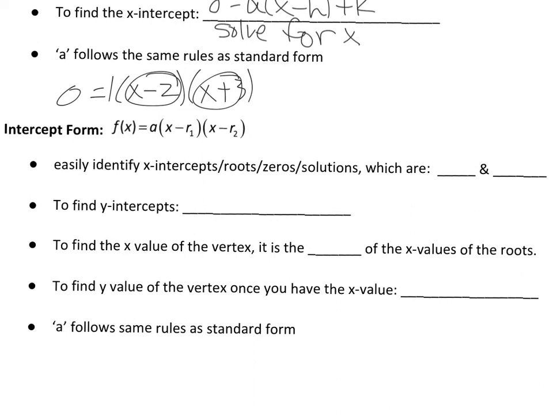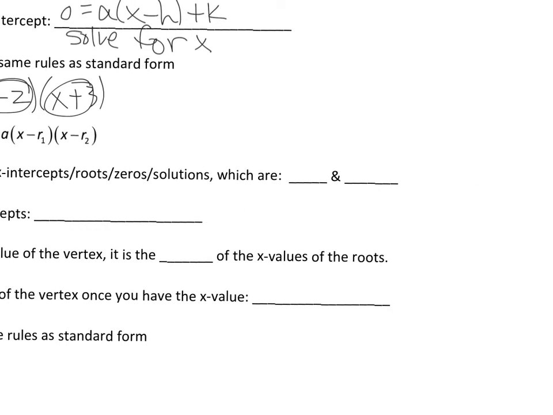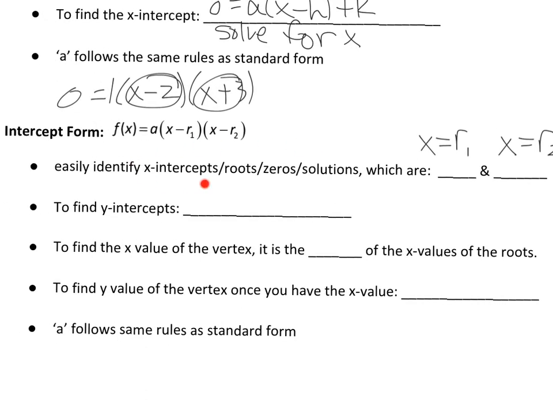So what's good about this form? One thing is it's very easy to identify the x-intercepts, the roots, the zeros, and the solutions, which are all synonymous terms. If we set those equal to 0 and solve, we get x equals r sub 1, and then x equals r sub 2. We're not going to go into details as to why it's named those things, but we'll talk more about that in class.